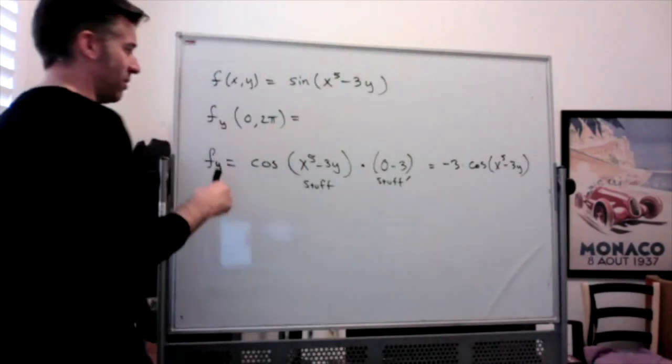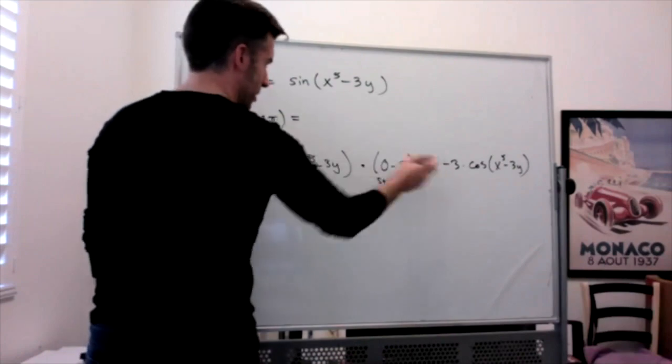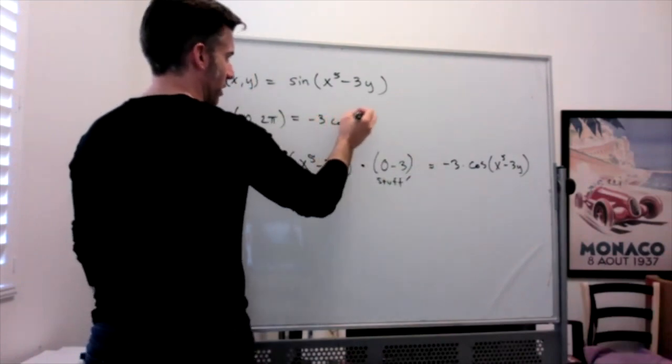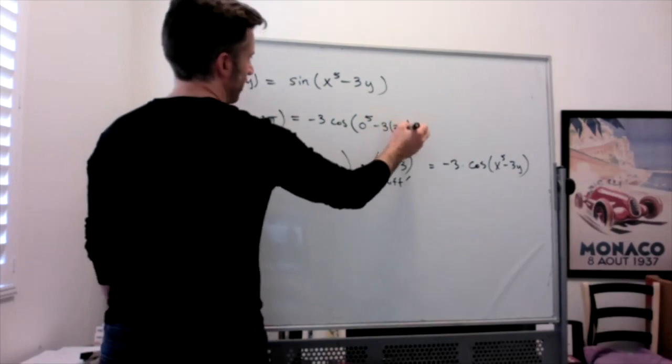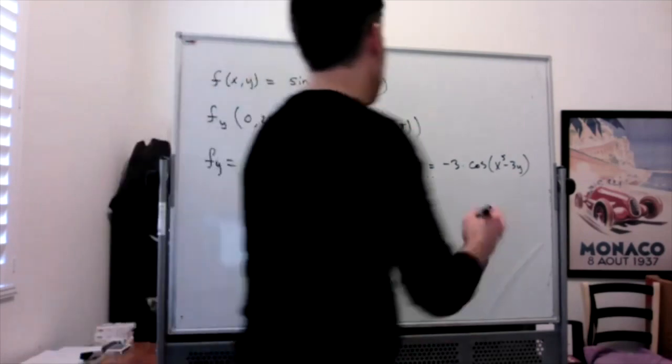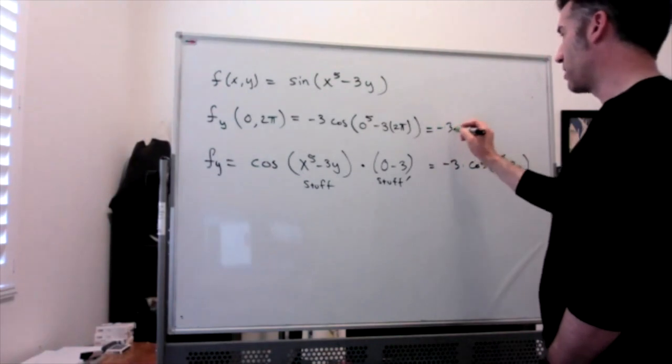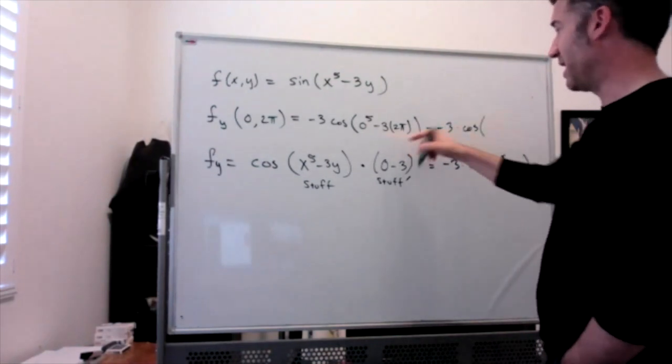Now we can plug in the point. Fy, the partial with respect to y evaluated at (0, 2 pi), is going to be negative 3 times cosine of 0 to the 5th minus 3 times 2 pi. I should have picked pi. Oh well. So that's going to be negative 3 times cosine of negative 6 pi.